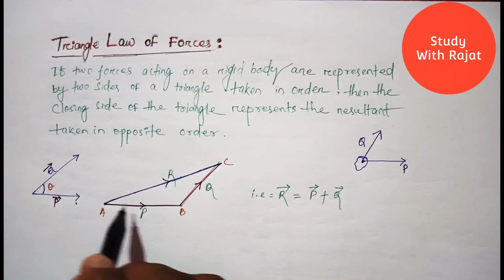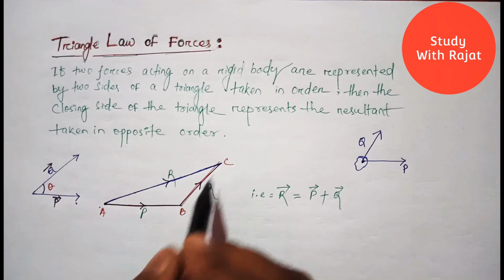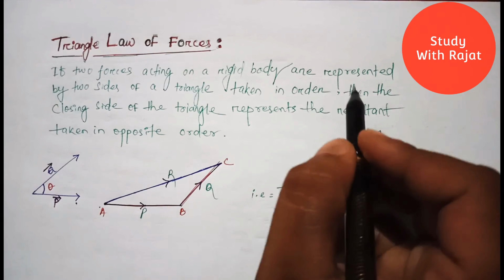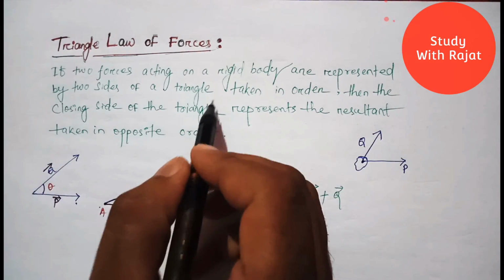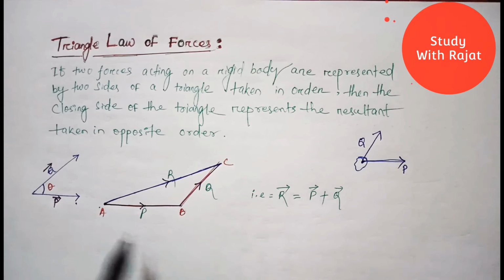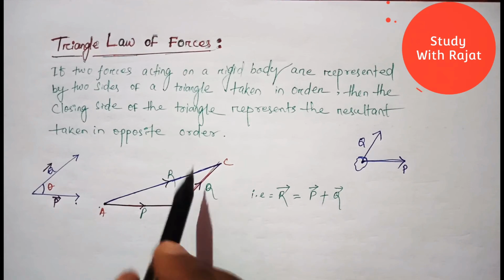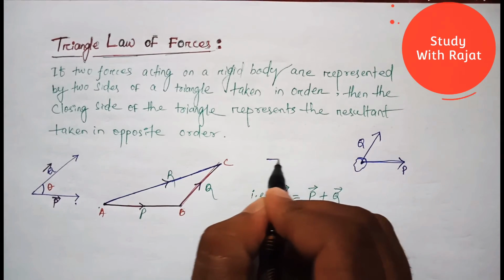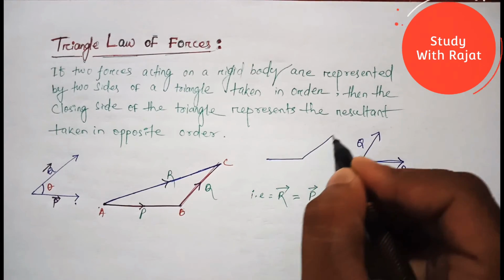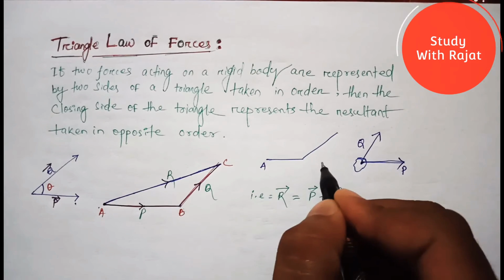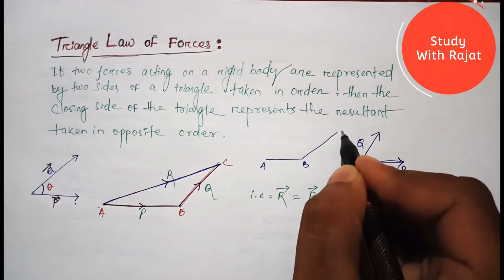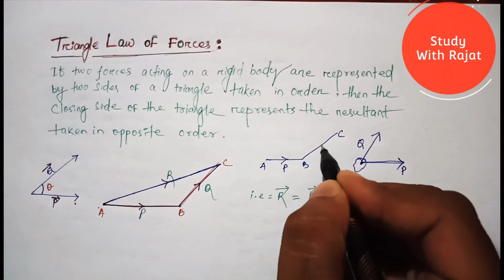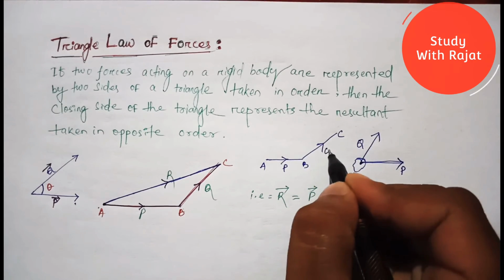So I have a triangle named ABC. Here we can say P is a force and Q is a force, represented by the two sides of a triangle. So this P force acts on AB and the Q force acts on BC. So here we can say these are the two sides of a triangle, A, B and C. One force is P and the second force is Q.